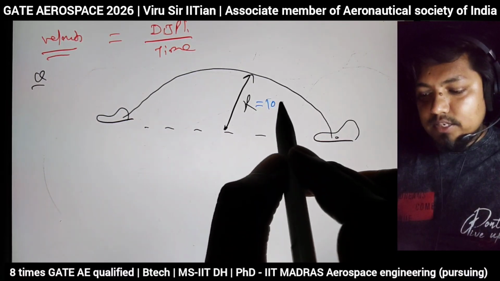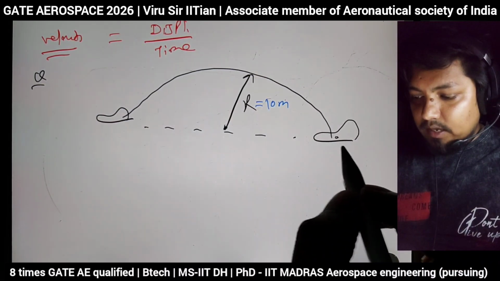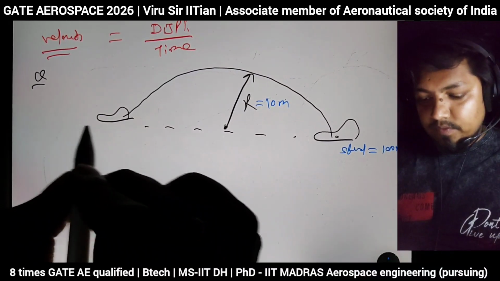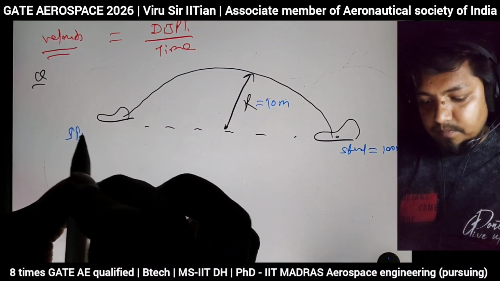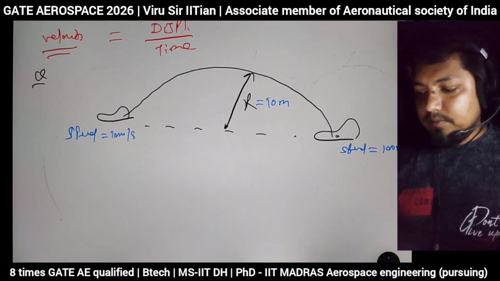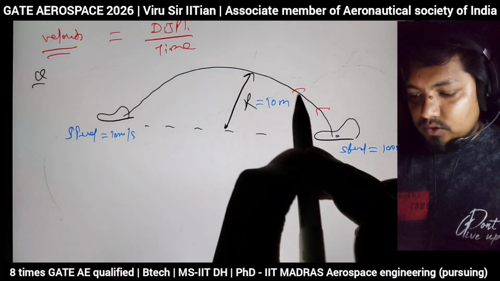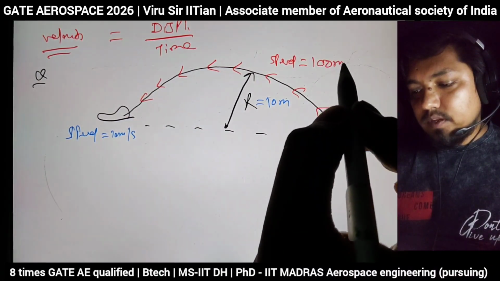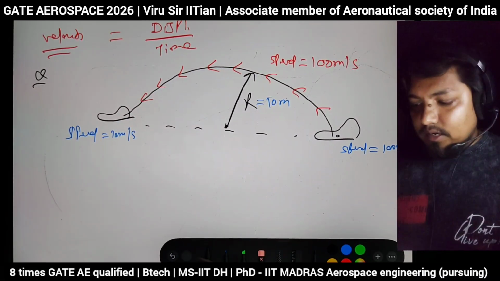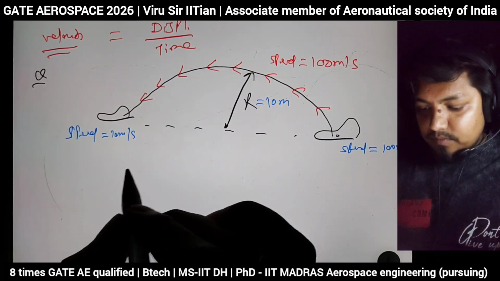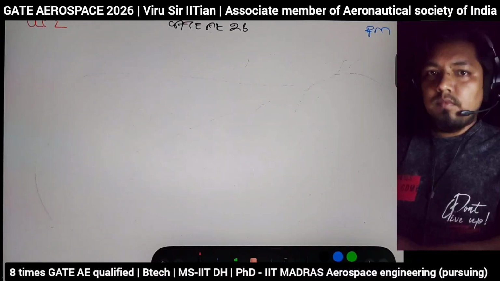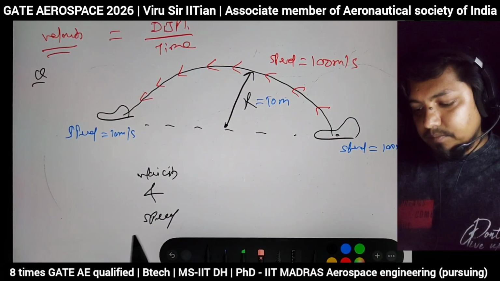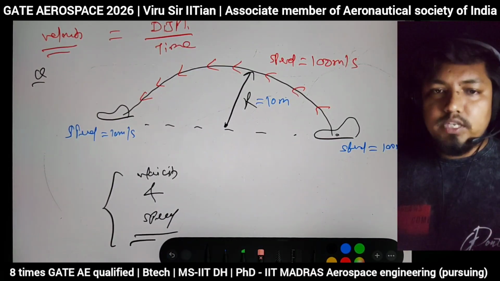If I tell you that this radius is 10 meters, and suppose here your speed was 100 meter per second, and here also your speed is 100 meter per second, and everywhere your speed was 100 meter per second, I can ask you to find the ratio of velocity and speed, because I know velocity depends on displacement and speed depends on distance.